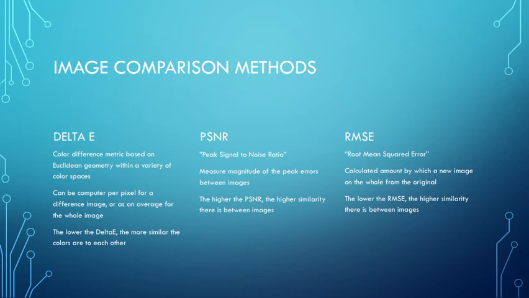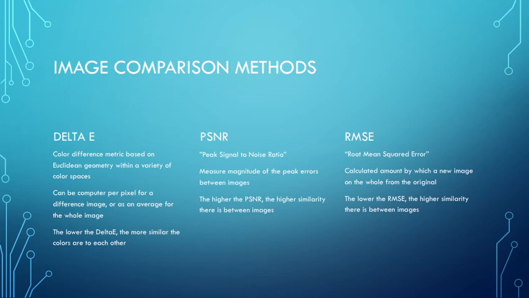We're going to be using 3 different image comparison methods. Delta E is a color difference metric in Euclidean space, and it can be done to a whole image or just per pixel comparing 2 different colors. And we're looking for a lower delta E for a better image. And better image in this case means more similar colors to the original.